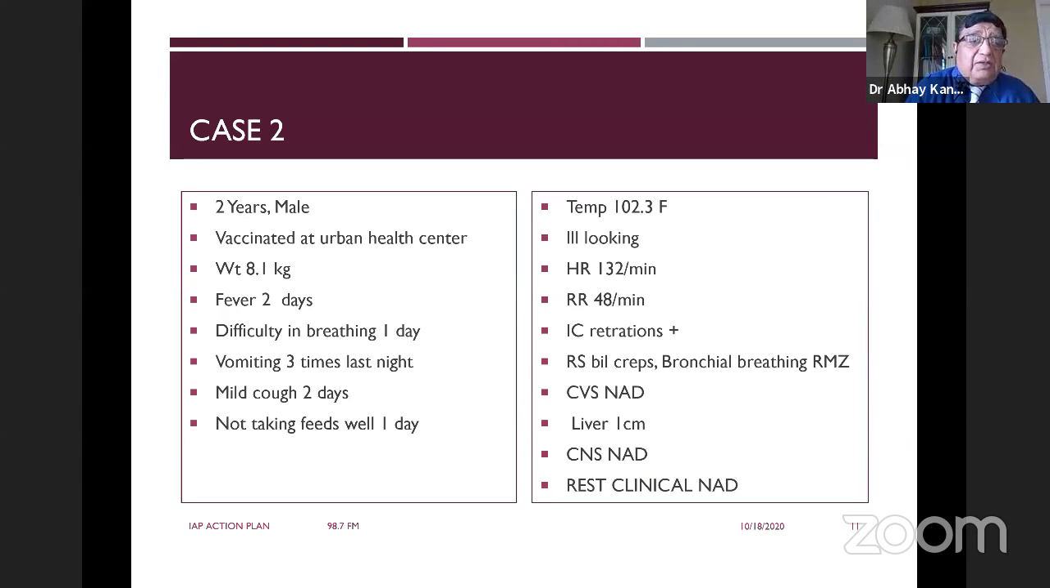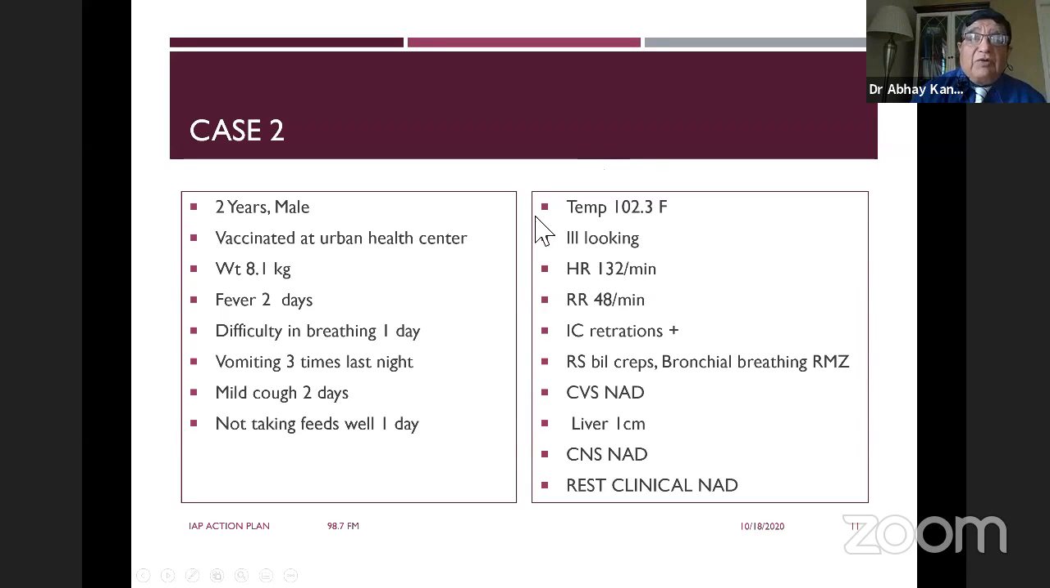Now there is another case, number two. A 2-year-old male child is vaccinated at the urban health center. Weight is 8.1 kg. There is an acute illness of fever and difficulty breathing of 1 to 2 days. On the previous night, the child had vomiting. There was mild cough, and the child is not taking food well. So here there is fever, poor feeding, and difficulty in breathing. So we are dealing with a child who has fever with rapid breathing. Mostly it seems to be a case of bacterial infection.